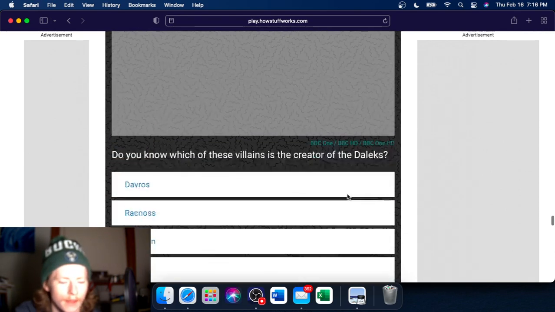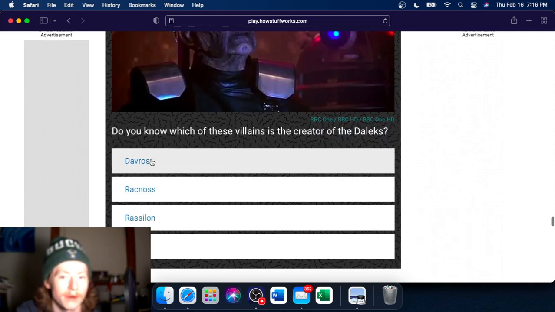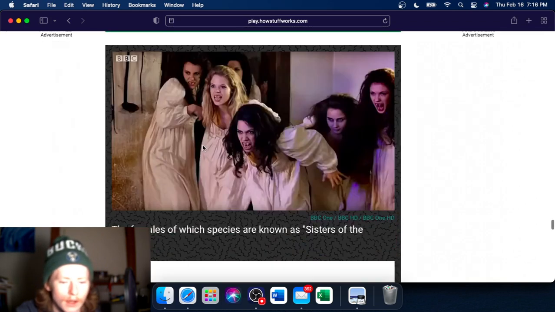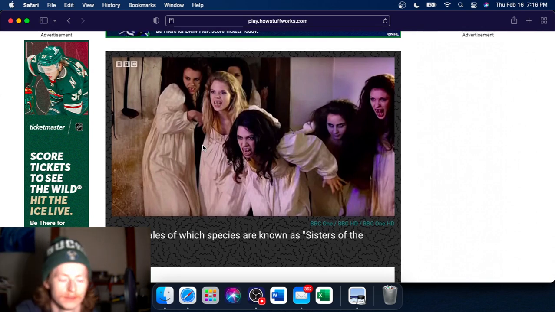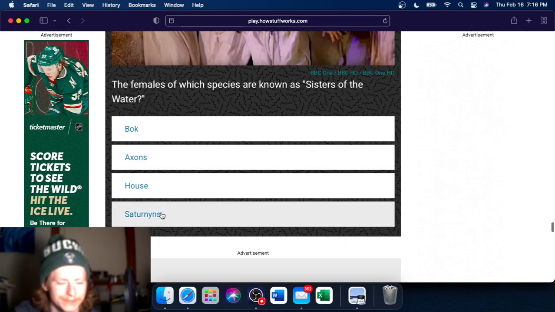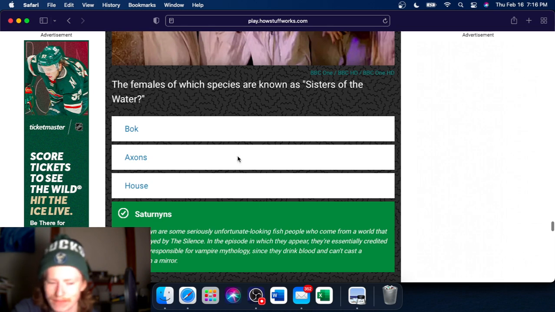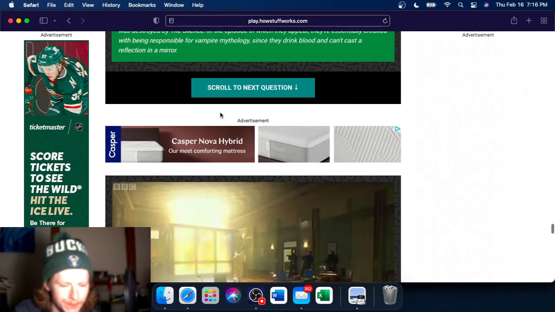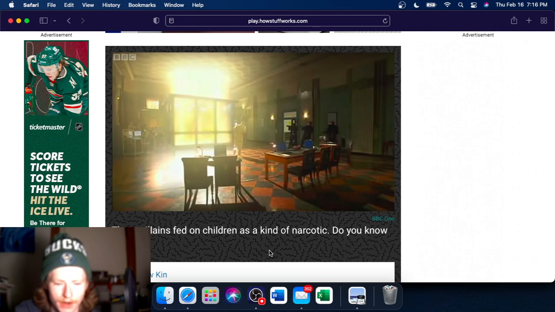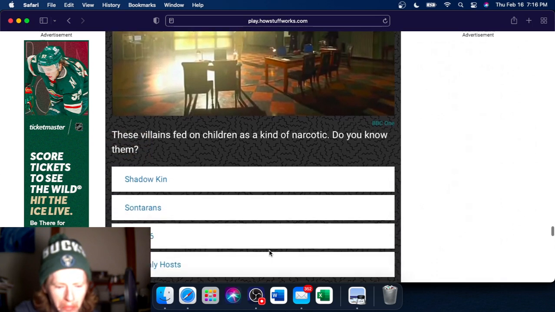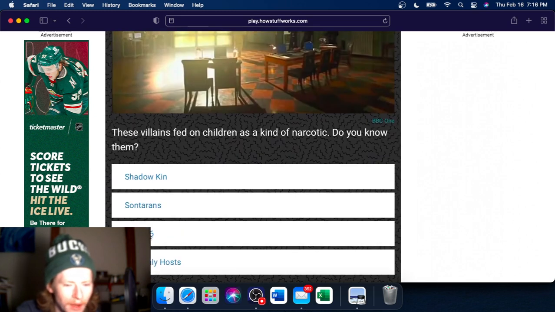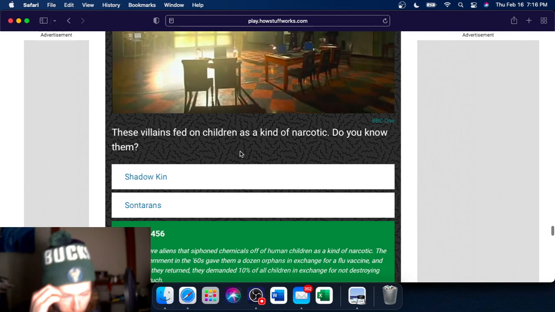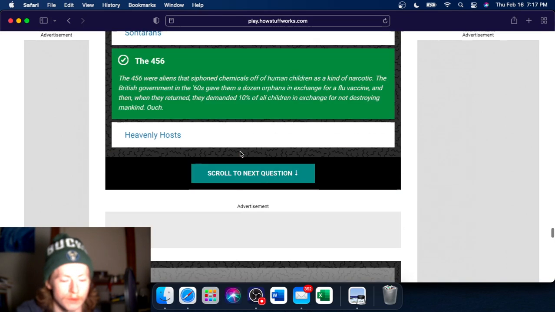Do you know which of these villains was the creator of the Daleks? That would be Zygon. Females of which species? Those are the Saturnyns. Yes, Saturnyns. If I hadn't just recently rewatched the series, I don't know that I would have gotten that one, actually. I probably could have used the context clues. These villains fed on children as a kind of narcotic. That's a Torchwood question. Oh, man. I think it's the 456. It is the 456. Okay. I did not expect a Torchwood question to be on here.